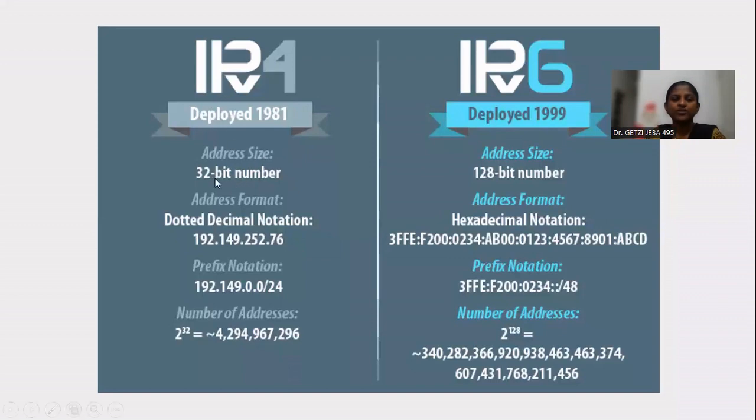So IP version 4 is 32-bit and it is represented in dotted decimal notation, like 192.149.252.76. So it will have 4 octets separated by a dot. And there is IP version 6 also. It is a 128-bit number. It will have 8 components separated by a colon, and every component will have 4 hexadecimal digits. So this is how an IP address looks.